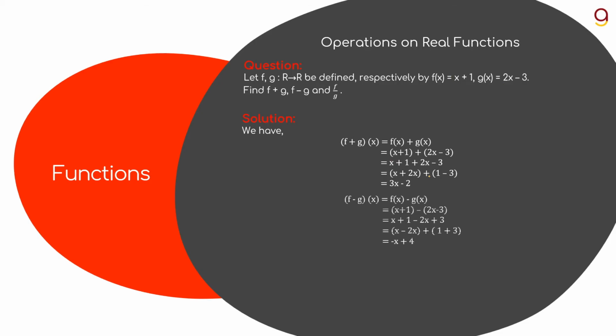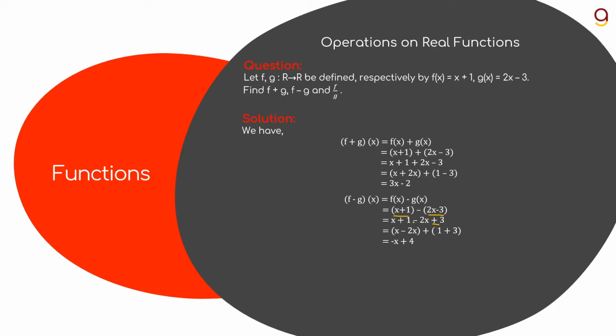Next we will do the difference. f minus g of x is equal to f of x minus g of x. Now what is f of x? That's x plus 1. And what is g of x? Twice x minus 3. Now if we open the bracket, please look at the signs carefully. So minus plus will be minus, and minus minus will be plus here.